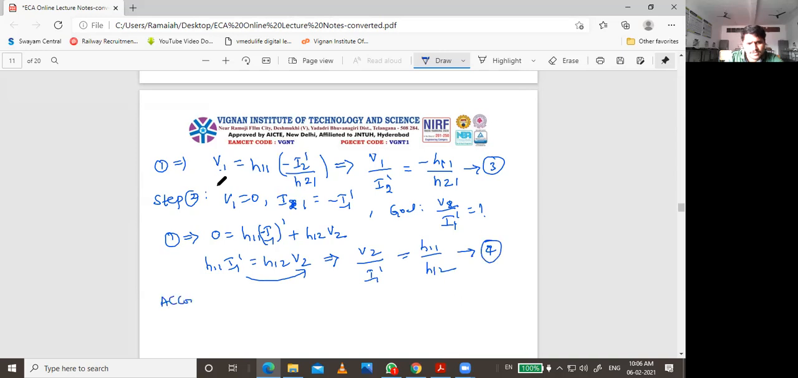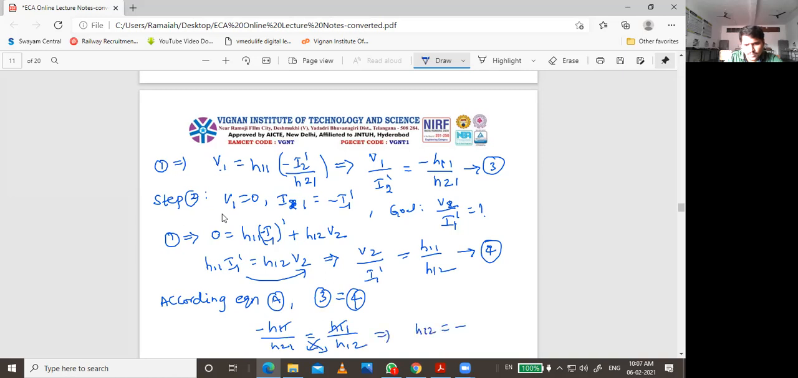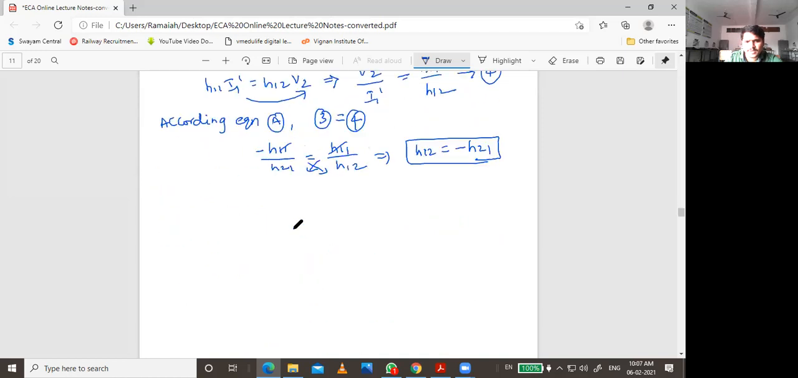Okay. So according to the condition of reciprocity, that is according to equation A, this equation 3 must be equal to equation 4. So what is equation 4 here? Equation 3 is minus H11 by H21 is equal to H11 by H12. So H11 cancels, and by cross multiplication, H12 equal to minus H21. So this is the condition for reciprocity in H parameters.